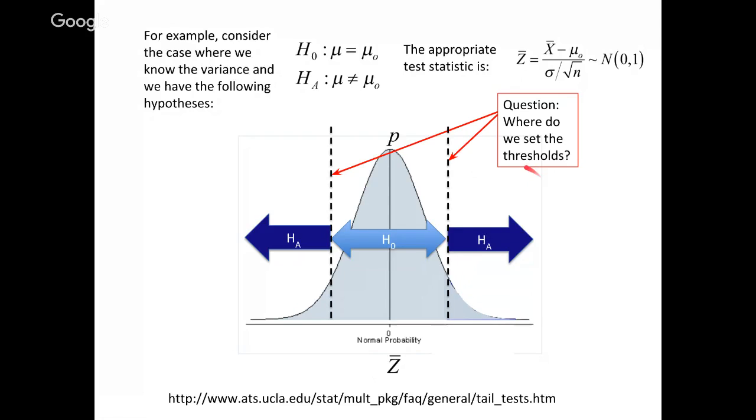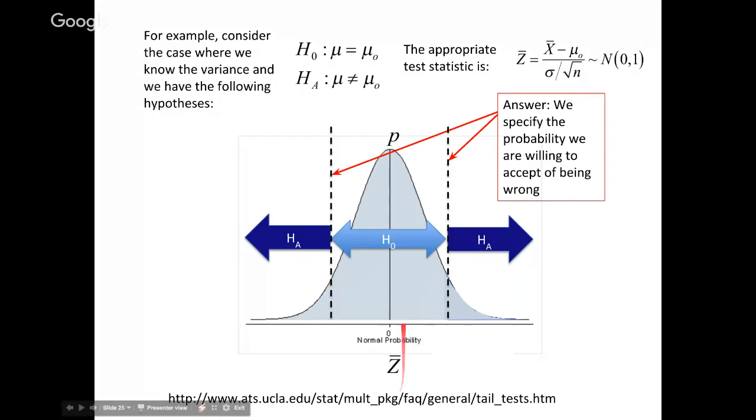But then the question is, where do we set these thresholds between where we accept the null hypothesis and where we reject it? The answer to that, it's really kind of a cool answer, is that we basically specify the probability we are willing to accept of being wrong. Because the fact is, there is some probability out in the tails that a realization of that z-bar would be out here, and that the sample mean would deviate from the population mean, equal to mu naught, sort of out in this range.